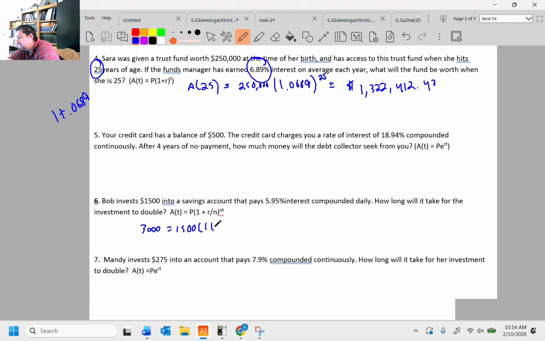And then we have 1 plus the rate of interest, 0.0595, over 365 days in a year. And the exponent is going to be 365 times t. I don't know what t is. The goal was to figure out how long it takes for this to happen. So that's the setup. And, believe it or not, I do kind of want you guys doing things by hand. So we're going to divide out that 1,500. It's going to give me a 2 equal to.